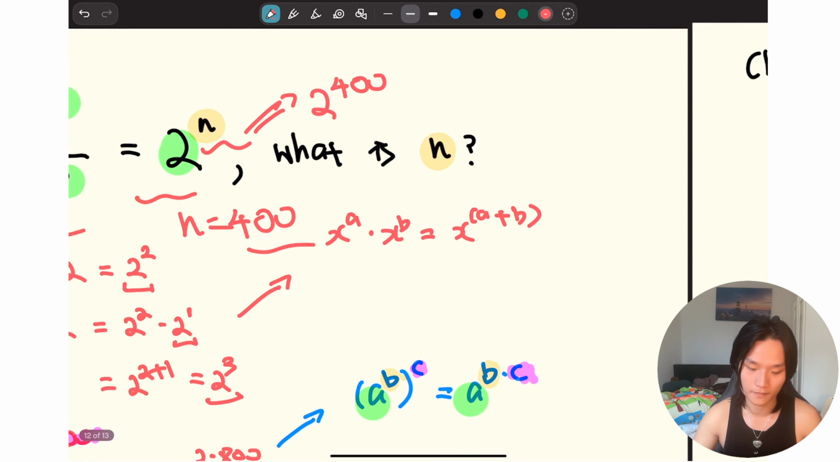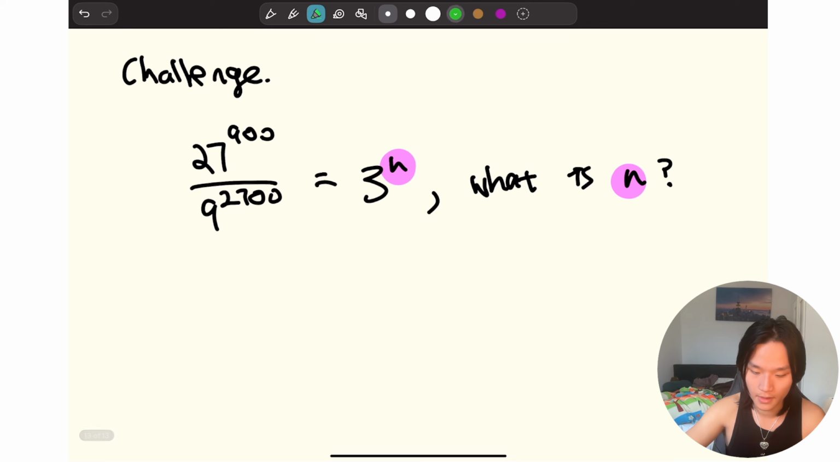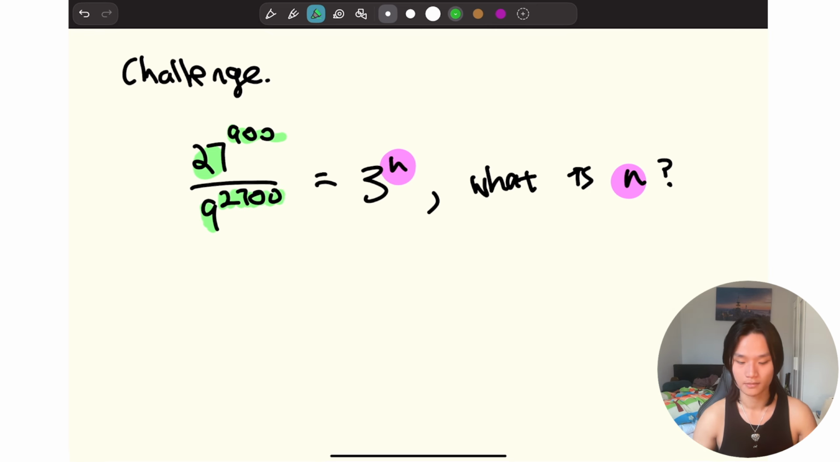So instead of 4 raised to the power of 800 and 8 raised to the power of 400, we now have 27 raised to the power of 900, and then 9 raised to the power of 2700. That is a bit more complicated, and the hint is that you can reduce it to 3 raised to the power of n, and I want you to tell me what n is in the comments.